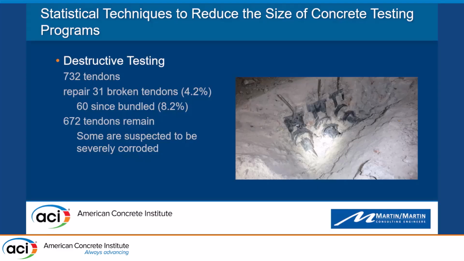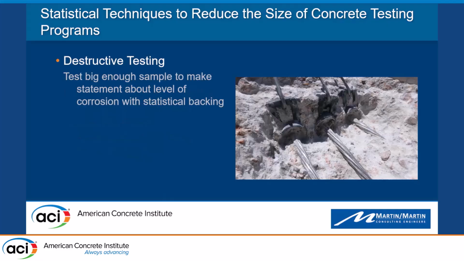But even once I've done all that X-ray imaging and I've repaired all the broken tendons, I still have 672 tendons that are remaining. So my X-rays found 31. They're in 2 and 3 tendon bundles, and so I've repaired all the bundles that have broken tendons. So I've repaired 60 of the 732 tendons. So I've still got 672, and I know that there's some level of corrosion damage to the tendons that we haven't exposed yet. So now I want to use statistics to say, what sample size do I do initially for my destructive testing so that I can make a statement to the owner that says, based on statistics, this is the level of corrosion that you have in your parking structure.